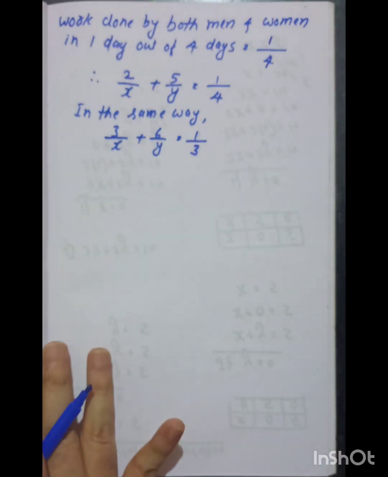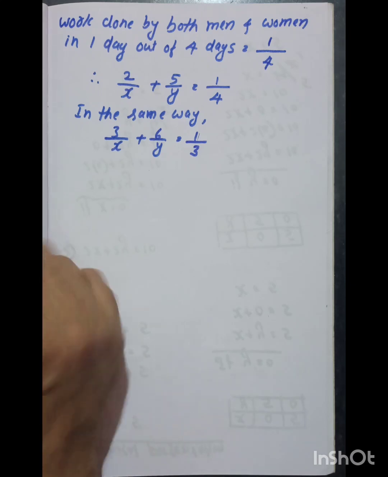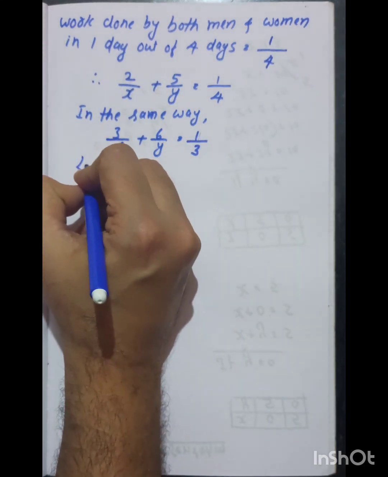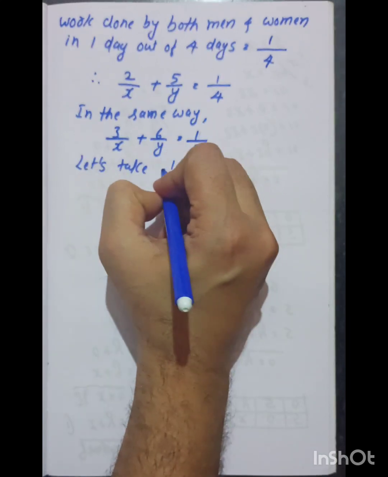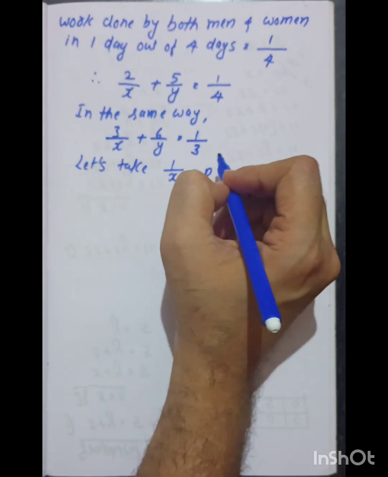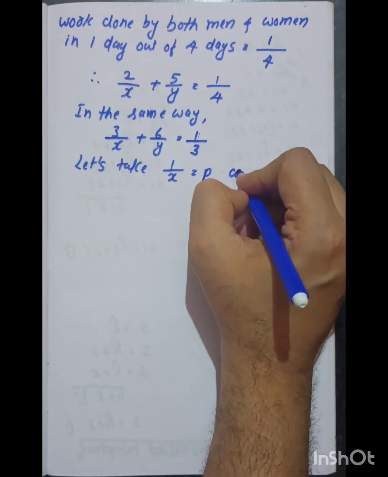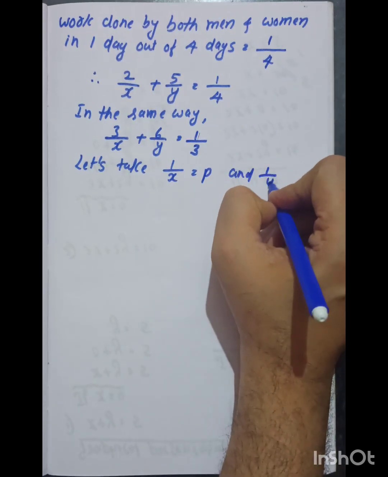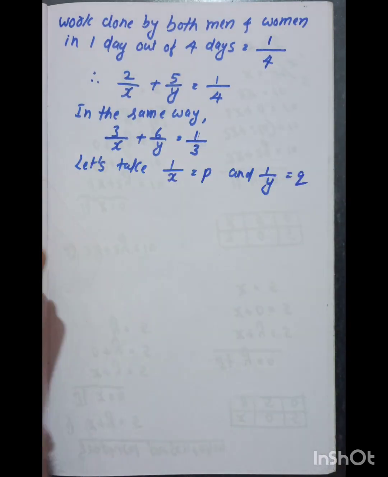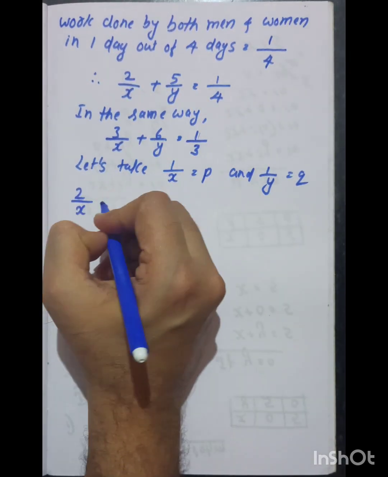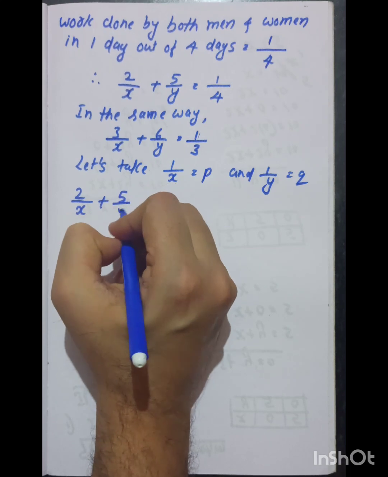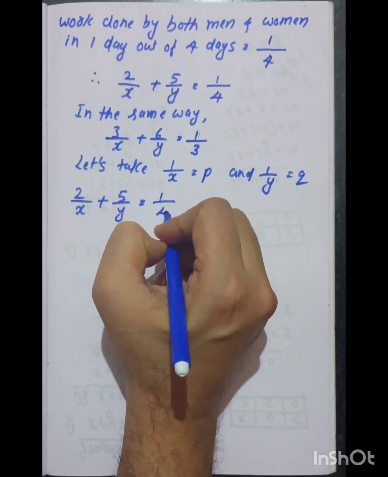So now let's take 1 by x as p and 1 by y as q. Now I will take this one: 2 by x plus 5 by y equals 1 by 4.